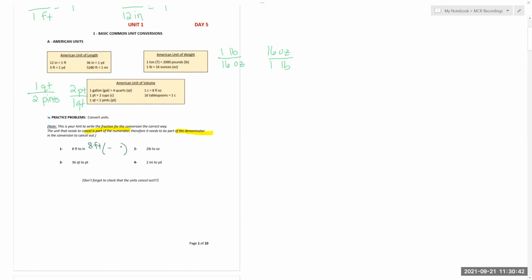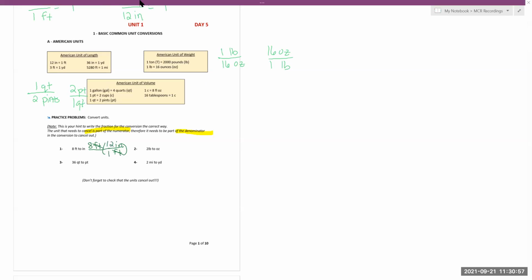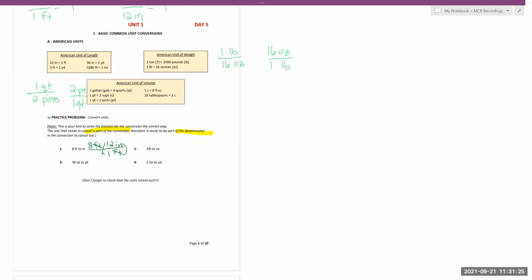I need to cancel the feet part and put the inches on top. So when you have that, it extends. Anything on top and bottom can cancel with multiplication and division. So the feet will cancel, and now we'll put in 1 foot is indeed 12 inches. And then you come up with, to figure this out, 8 times 12 is your 96 inches.